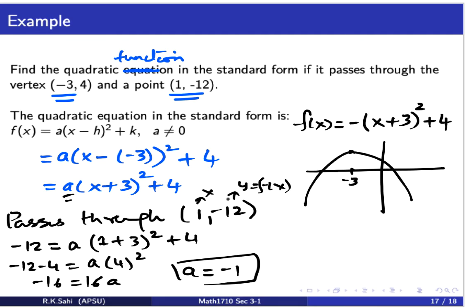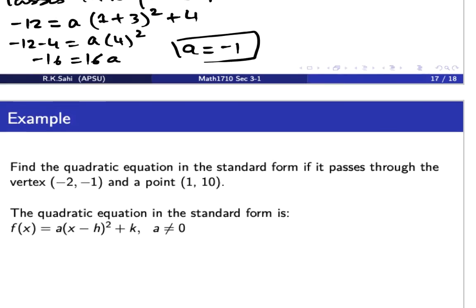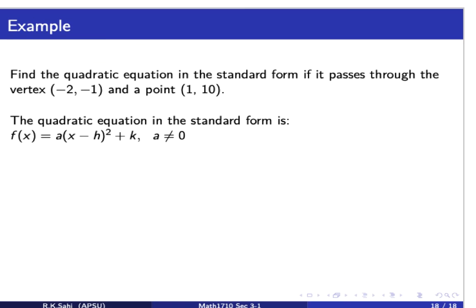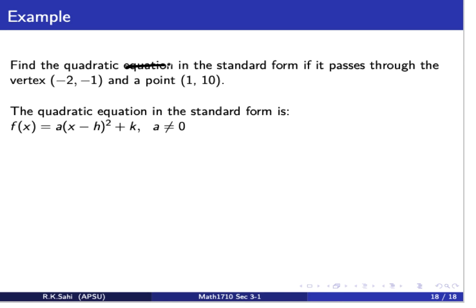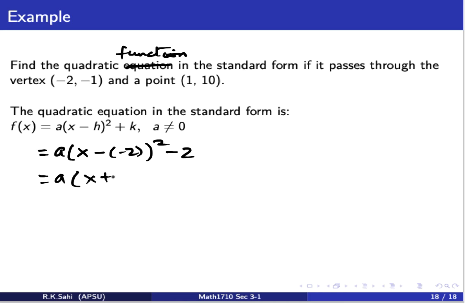Okay. Now let's do one more example, practicing what we just did for a different example. Here our quadratic function is passing through the vertex (-2, -1) and a point (1, 10). Let's first plug in the values. So my f(x) is what? A is not known at this point. It passes through the point minus 2. So we get a(x + 2) the whole square, minus 2.